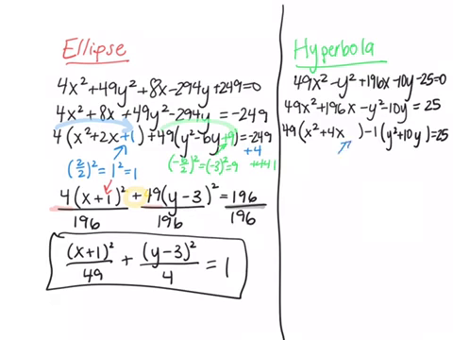So here, I need b over 2 squared, which becomes 2 squared, which is 4. And when I distribute that 49 in, that means that what I'm adding to the other side is 196. So I can say that the x's still have that coefficient of 49, but it would become x plus 2 quantity squared.